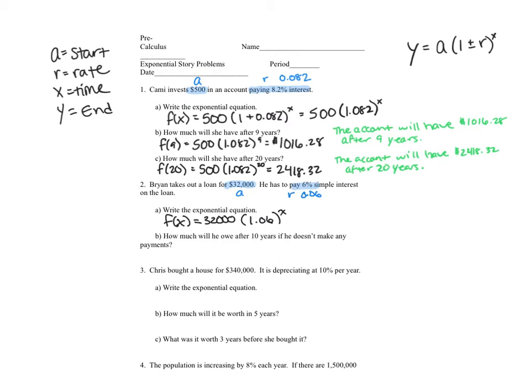So for our question, how much will he owe after 10 years if he doesn't make any payments? That's going to be f of 10, which is 32,000 times 1.06 to the power of 10, and that's going to give us 57307.12, or as a sentence, he will owe $57,307.12 after 10 years. That's a lot of money.